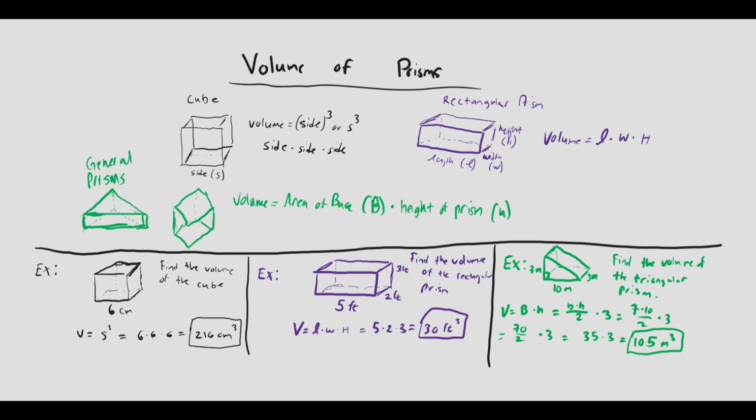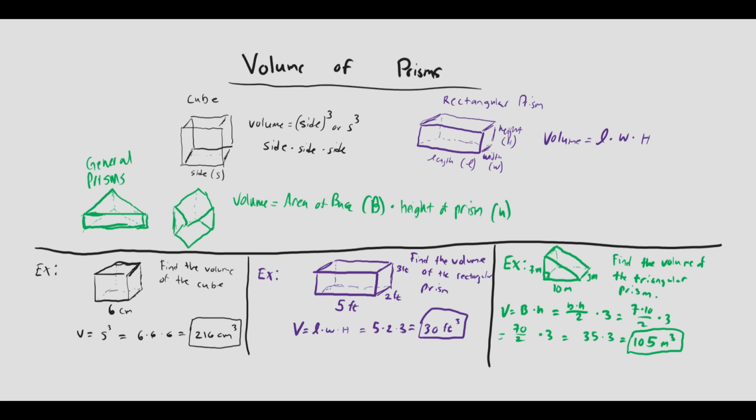If we have a cube, it's the idea that you're just taking the side and doing it in 3 dimensions. So it's side cubed. Side times itself 3 times. Side times side times side. For a rectangular prism, we have a length, a width, and a height usually given to us. And you just times those 3 things together. Length times width times height.